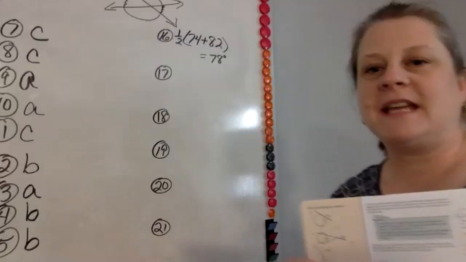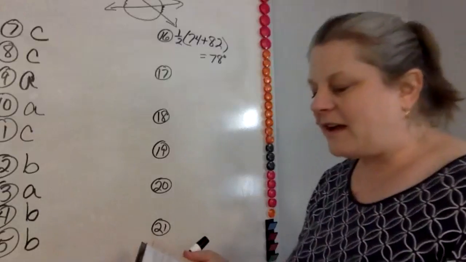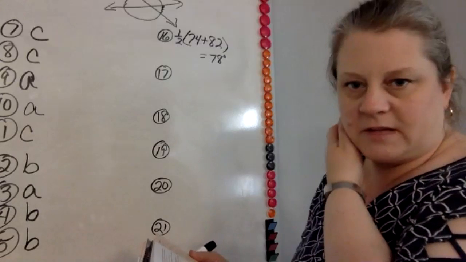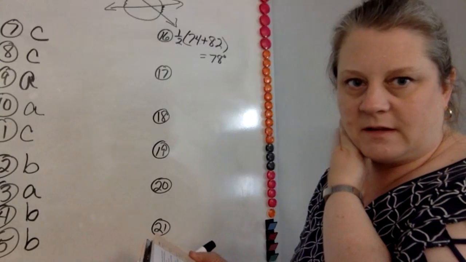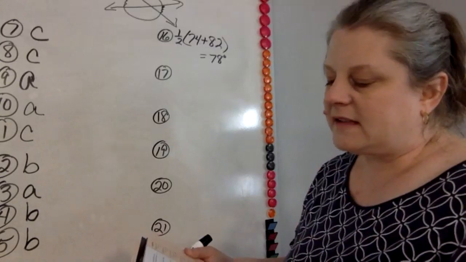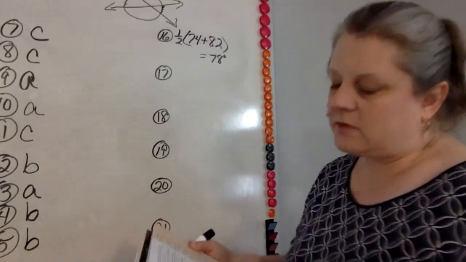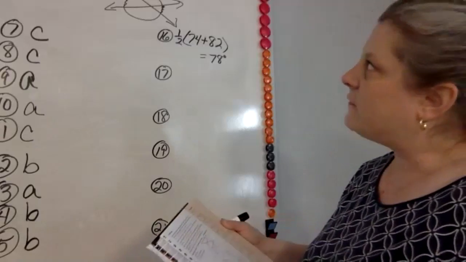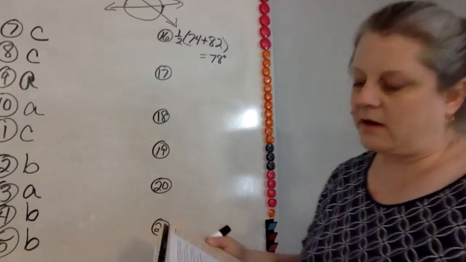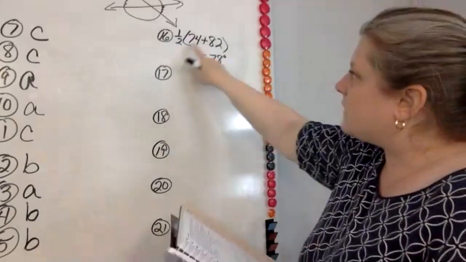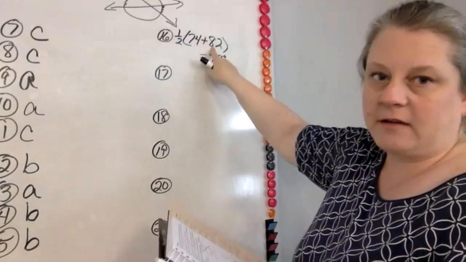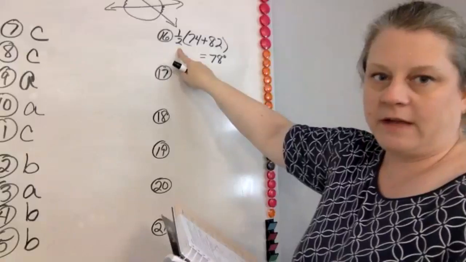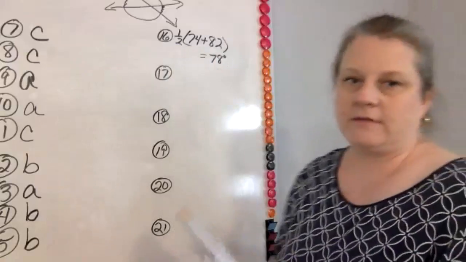On number 16, we're finding the measure X. See where the X is inside there on the angle? It's an angle that's inside where two secants intersect. So to find the angle inside, it's half the sum of the intercepted arcs. So I took half of the two arc measures added together. I add these together first, and then I took half of it, divided it by 2, and got 78 degrees.